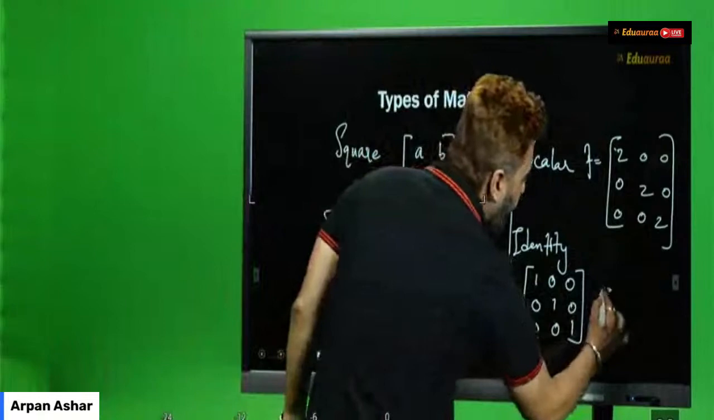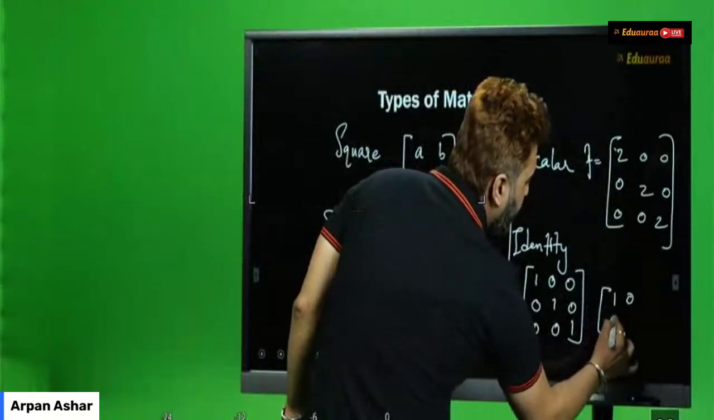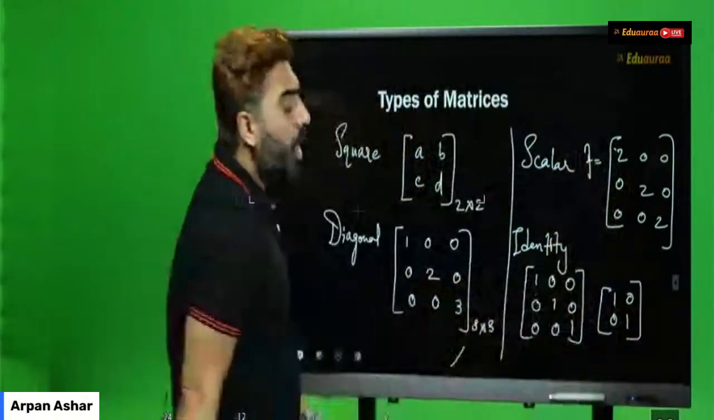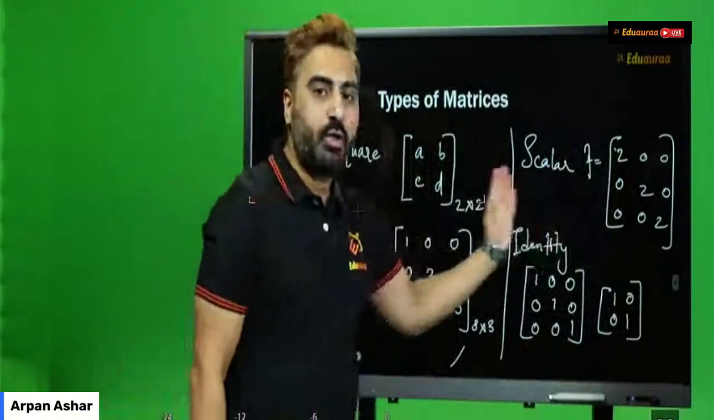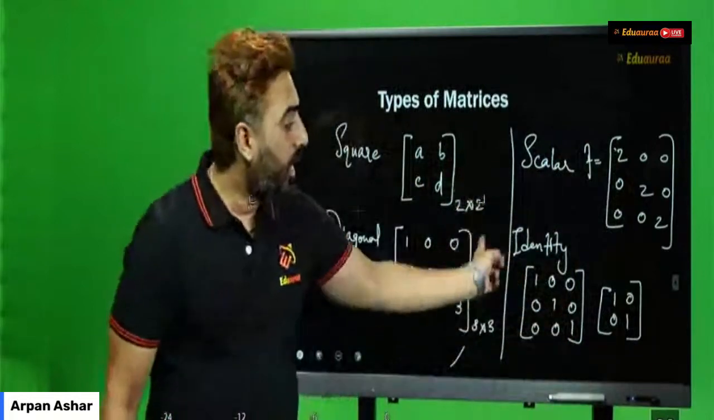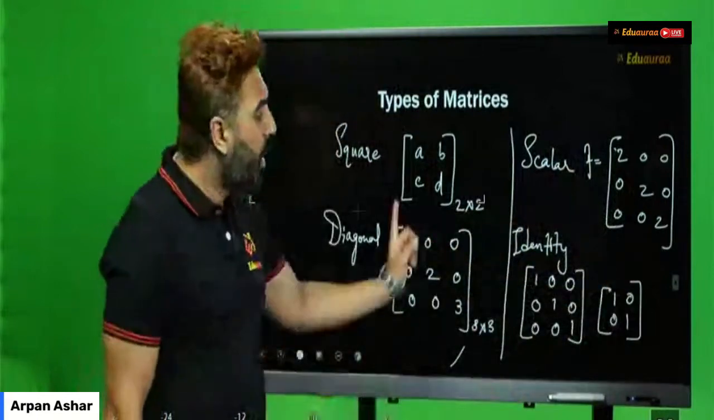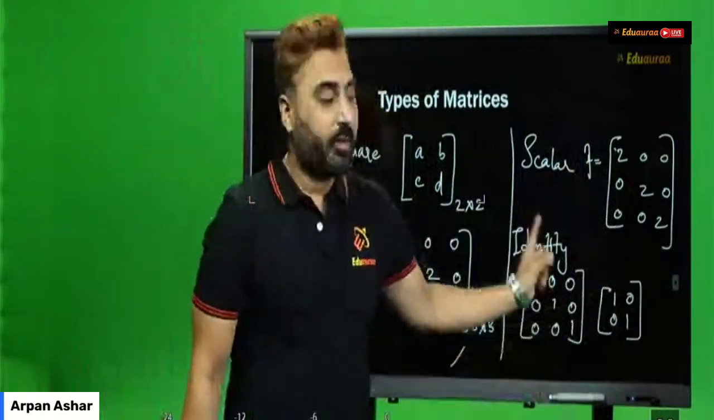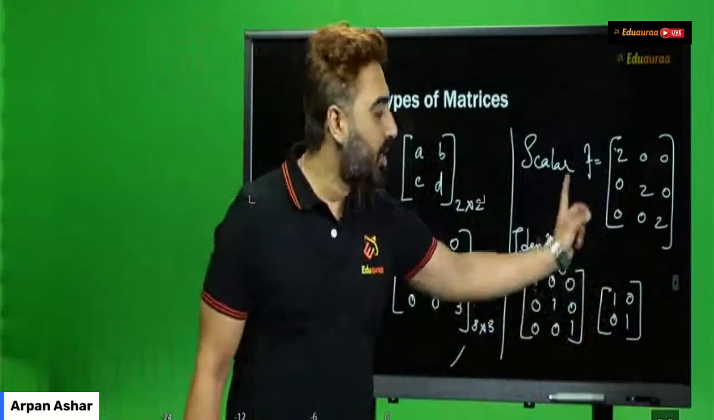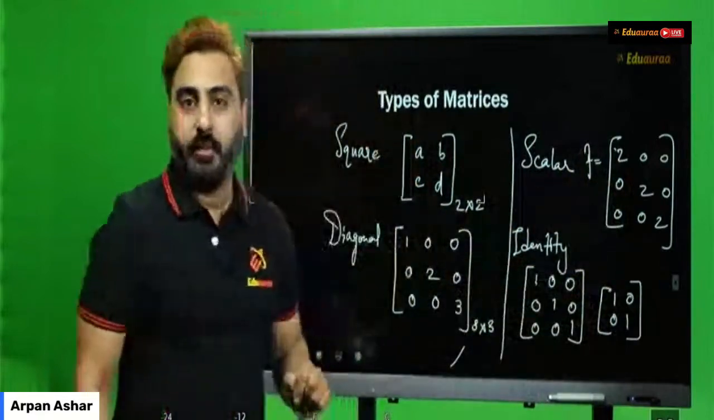We can also write identity matrix for 2 by 2 as 1 0 0 1. Remember identity matrix 1 0 0 0 1 0 0 0 1, and for 2 by 2 1 0 0 1. How will you remember? 1 0 0 0 1 0 0 0 1, and for 2 by 2 1 0 0 1.